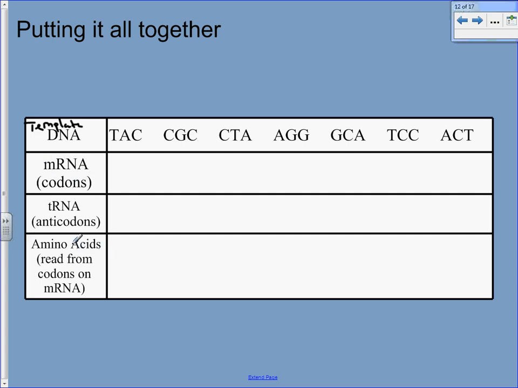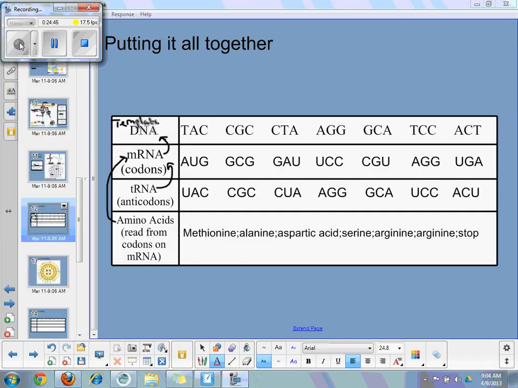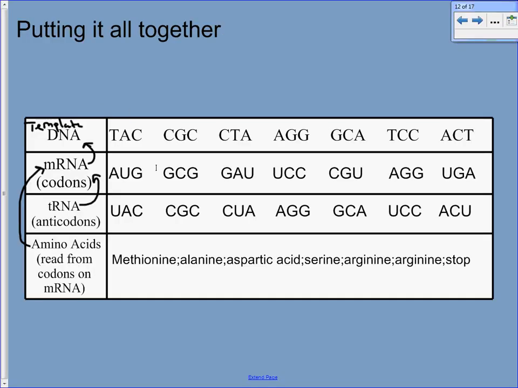Okay, welcome back, and hopefully you were able to fill this out. Matching this up, the DNA is what we read to get the mRNA. So T goes to A, A goes to U, C goes to G, and so on. The tRNA anticodons are complementary to the codons. So A goes to U, U goes to A, G goes to C, and so on. And to get the amino acids, remember we read from the codons on the mRNA. We're going to use this wheel with the codons from this row, the mRNA.